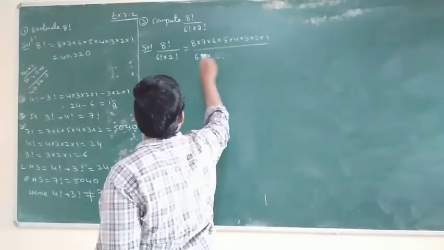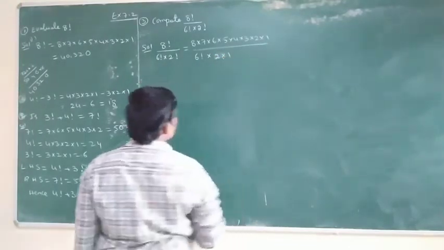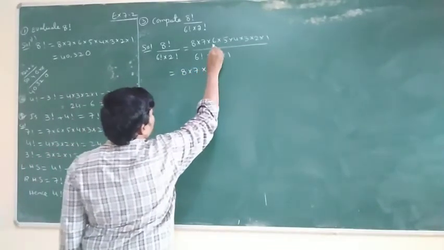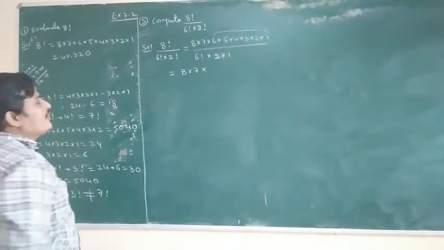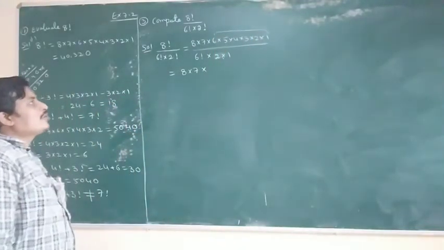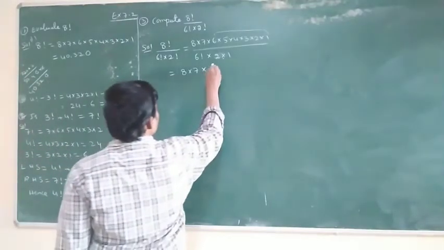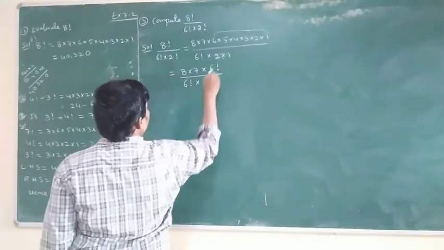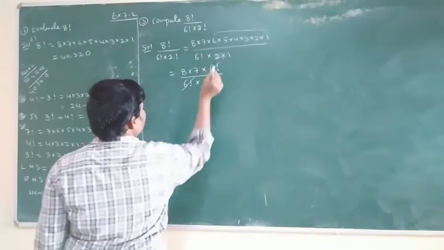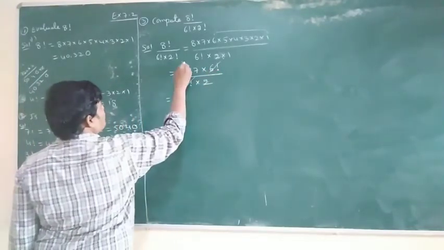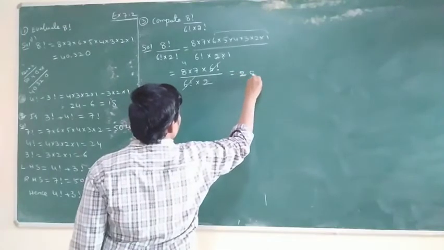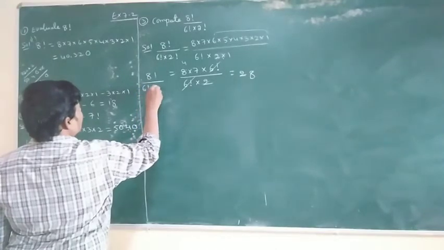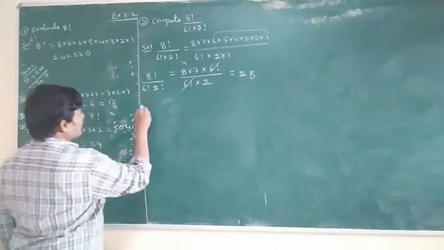2 factorial is equal to 2 into 1. So that is equal to 8 into 7 into 6 into 5 into 4 into 3 into 1, divided by 6 factorial into 2 into 1 which is 2. 6 factorial cancels. 2 fours are 8, so that is equal to 7 into 4 is equal to 28. 8 factorial by 6 factorial into 2 factorial is equal to 28.